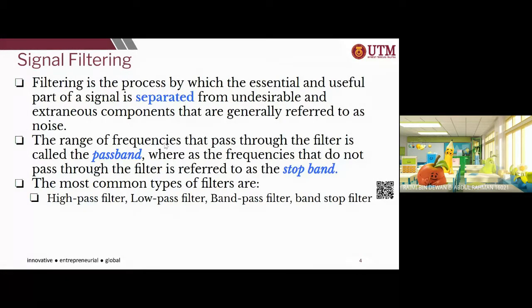The range of frequency that passes through is called the pass band. This one is logical also, pass band. Band is actually the range. So this is the range for the pass frequency, whereas the one performing the block is the stop band, the range of frequency that is actually stopping the signals. So the most common types of filters are high pass, low pass, band pass, band stop: HPF, LPF, BPF, BSF.